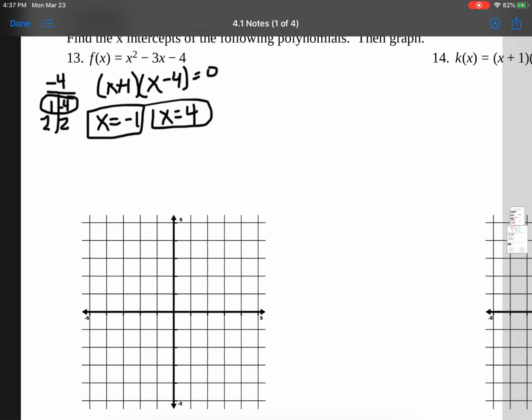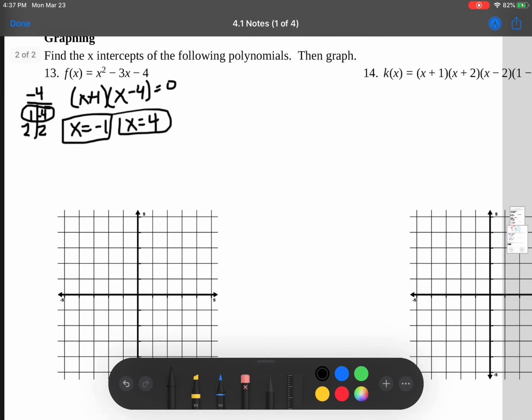All right, so down here, we'll take these, and we have -1, so we're going to make a point here at -1, and a positive 4 right there.